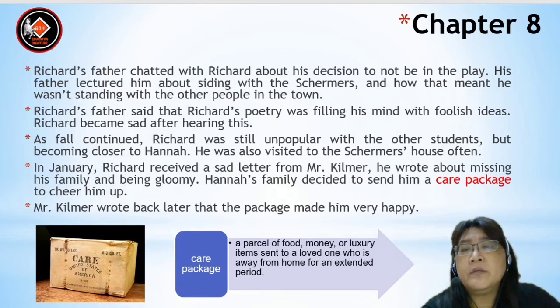Chapter 8. Richard's father chatted with Richard about his decision to not be in the play. His father lectured him about siding with the Shermans and how that meant he wasn't standing with the other people in the town. Richard's father said that Richard's poetry was filling his mind with foolish ideas. Richard became sad after hearing this.